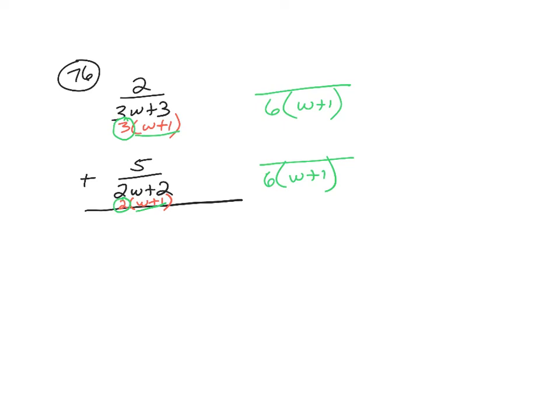Then on the top, I'm not going to go through this whole thing, but I would need to multiply the top by 2 over 2. I would need to multiply the bottom by 3 over 3, and then I would continue and go through the problem. The final answer for this problem would just be 19 over 6 times w plus 1.